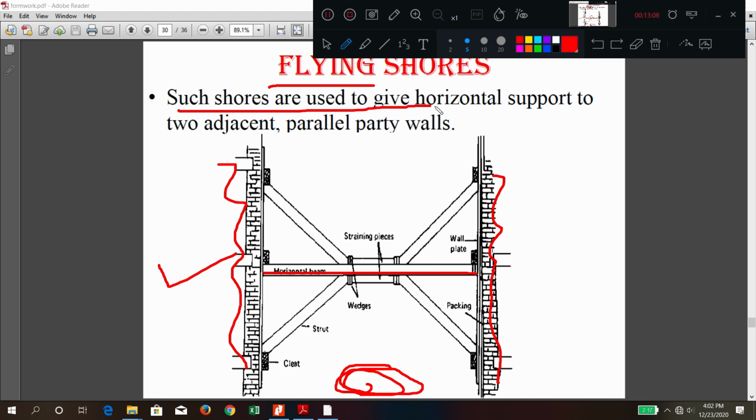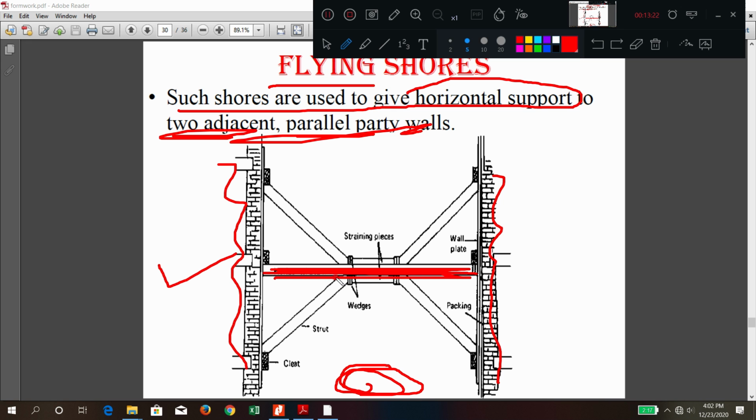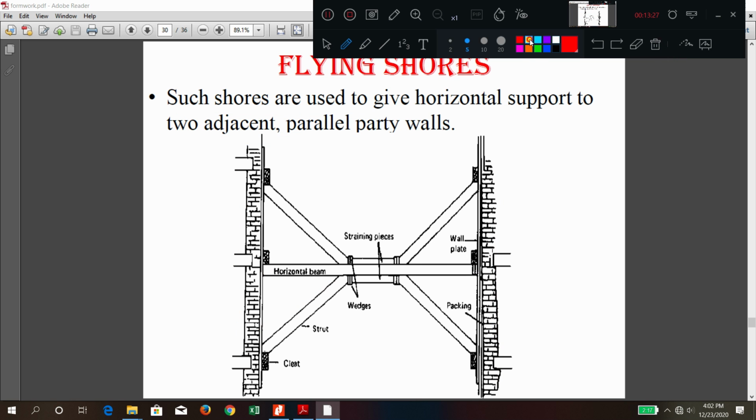Such shores are used to give horizontal support to the adjacent or parallel walls. These are next to each other, so that is why these are called parallel or adjacent walls. Okay. Now here it consists of what? One horizontal beam and inclined struts. Very important terms.